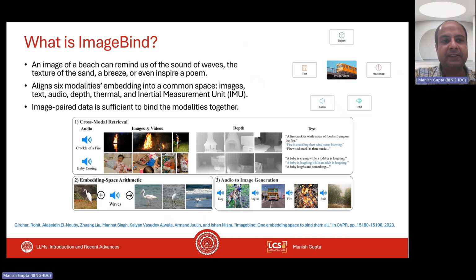These ones are images, text, audio, depth, thermal, and inertial measurement unit. Images, text, audio are obvious. What is a depth image? A depth image basically tells you how far away from the camera each pixel is. Essentially, white tells you that it is very close to the camera, but black tells you that it is very far away from the camera. That's a depth image.